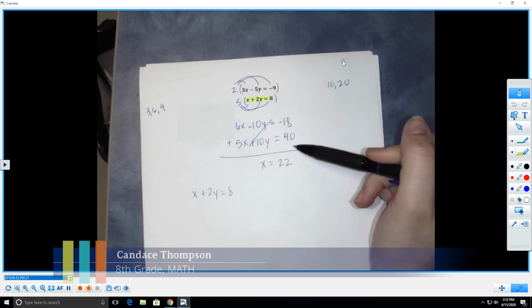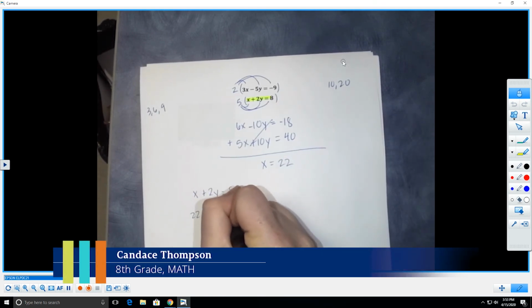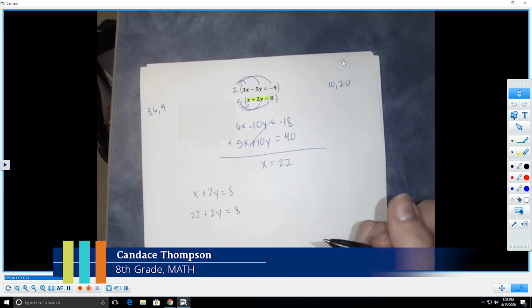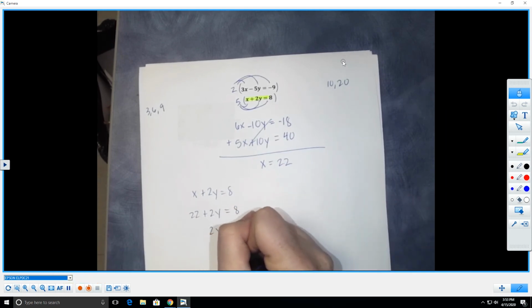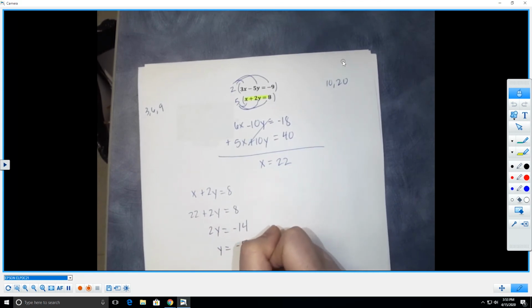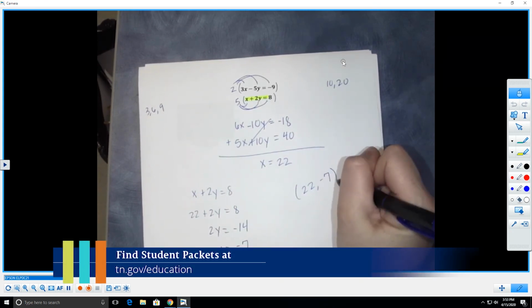Okay, so I have x plus 2y equals 8. That's the equation I'm using. I'm going to plug in 22 for x. When I do that, I'm going to have 2y equals -14 and y equals -7. So we can say that the solution of this system of equations, the ordered pair, is 22, -7.